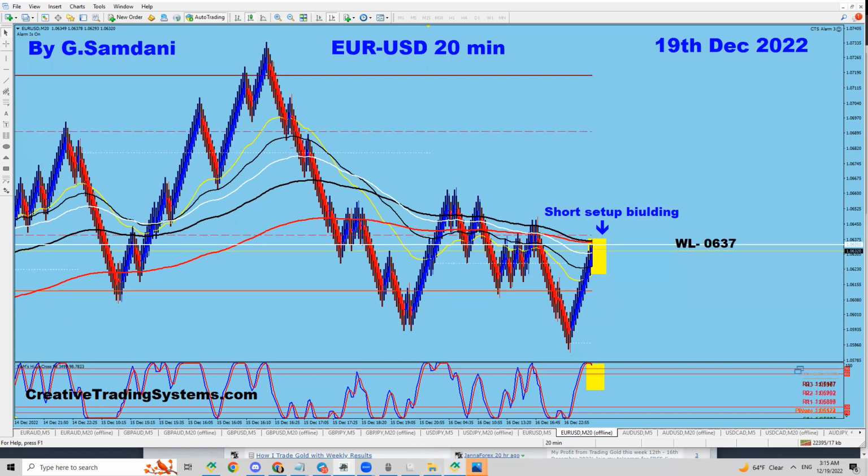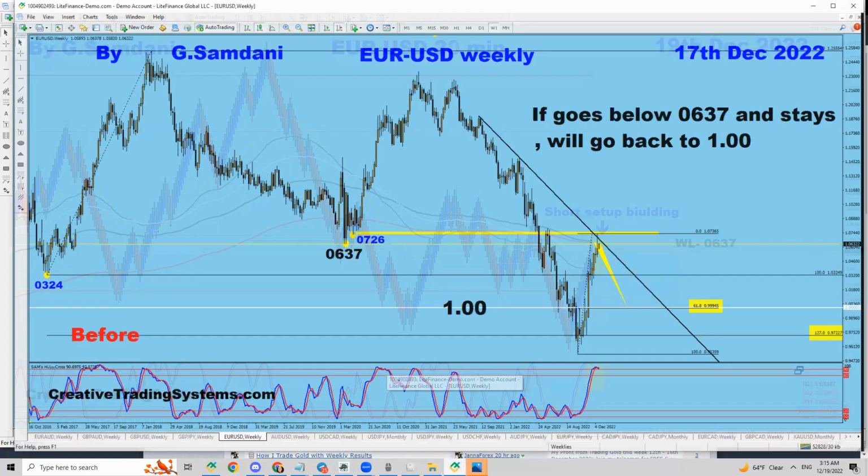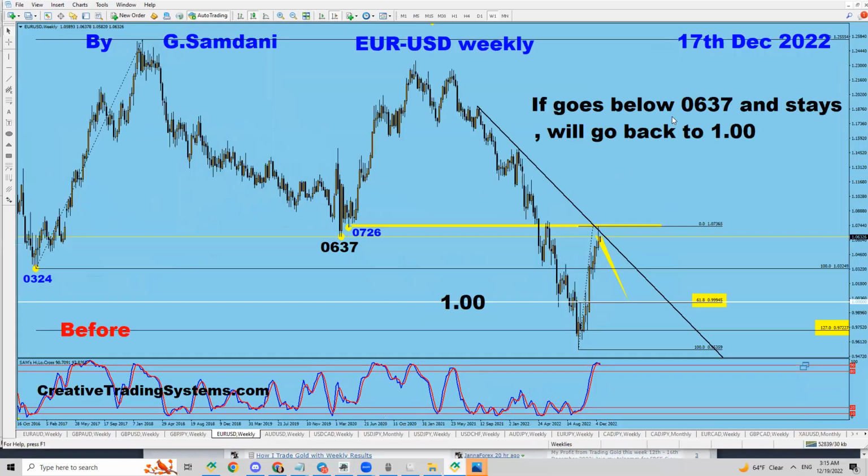My weekly chart of this EUR-USD is this. And I made it already on the 17th. I gave it to my subscribers, that this is what I'm expecting. So this is 0637. This is exactly where we are now. And the EUR-USD went up in a straight line here. This is a trend line. So this is the whole scenario that I have. And I wrote down here that if it goes below 0637 and stays, it will go back to 100, meaning parity here, right? So this is EUR-USD.